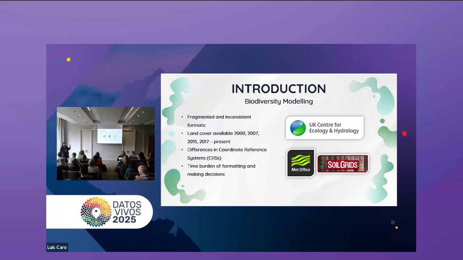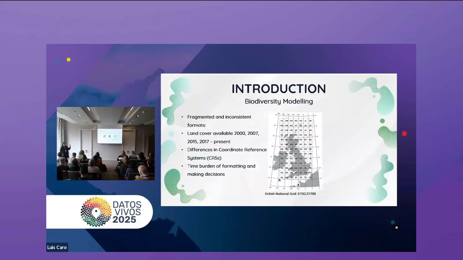Okay, when I came to use these for my own work, I realized that these were really fragmented and inconsistently formatted, both spatially and temporally. I also realized that there were lots of differences in coordinate reference systems across these products. So I found that some of them were in British National Grid. You can see here how that lays out across Great Britain and Northern Ireland.